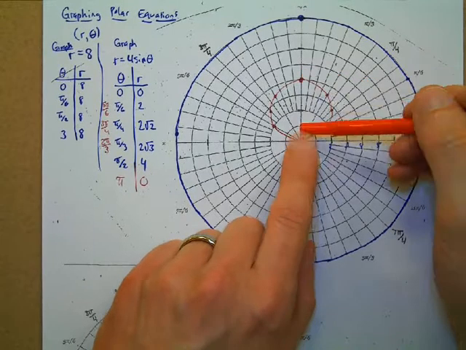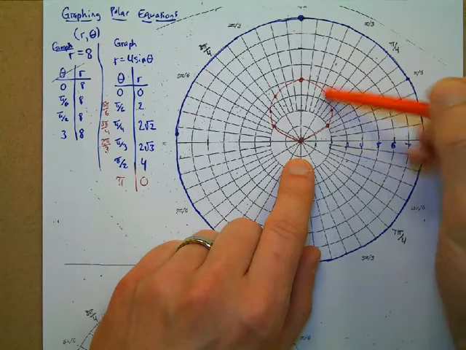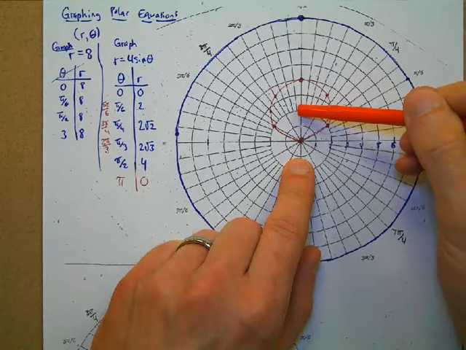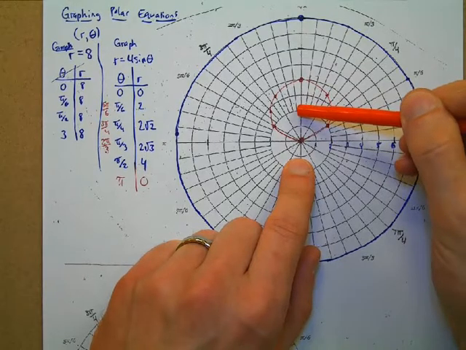Is it going to make an 8? So, good question. Let's check out. Let's see what happens then as we go. So let's go to 7 pi over 6.